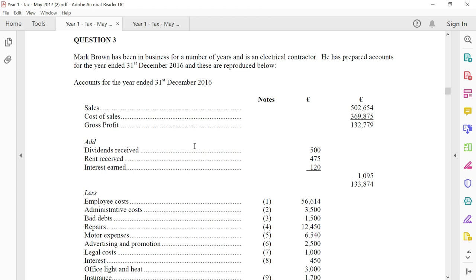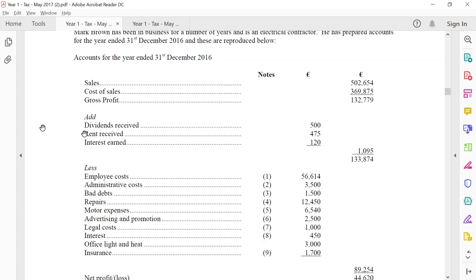So let's read question 3. Mark Brown has been in business for a number of years and is an electrical contractor. He prepares his accounts for the year ending December, and these are reproduced below. So I've got income, I've got sales of 500 grand. I've got my cost of sales and my gross profit. That's nothing unusual. I have my other income that I'm adding on to the gross profit. So I've got my dividends, my rent, and my interest.